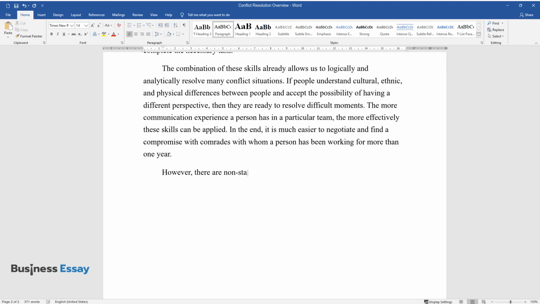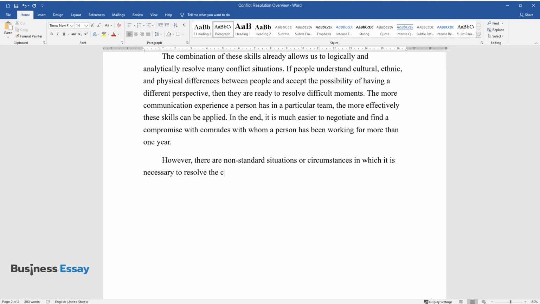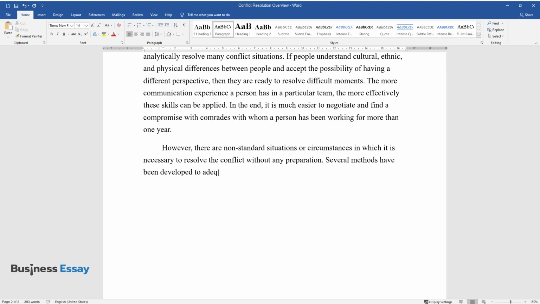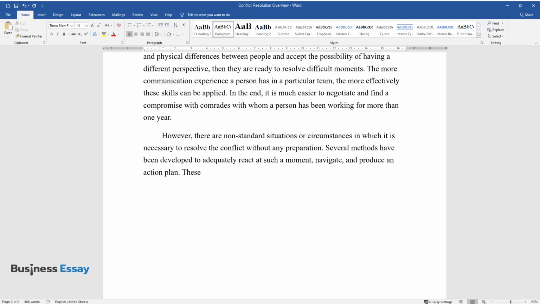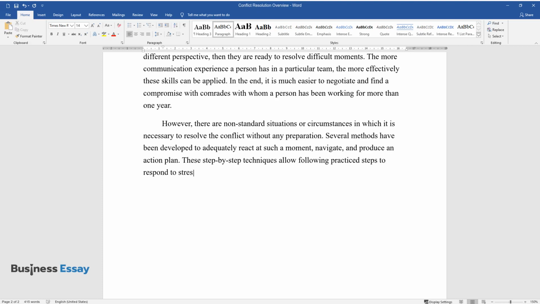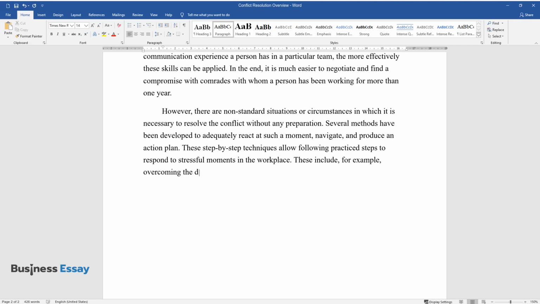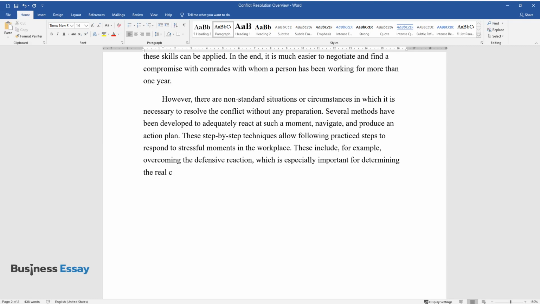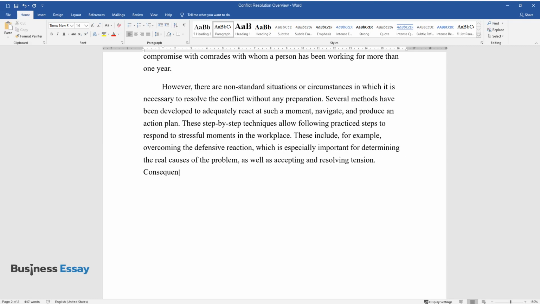However, there are non-standard situations or circumstances in which it is necessary to resolve the conflict without any preparation. Several methods have been developed to adequately react at such a moment, navigate, and produce an action plan. These step-by-step techniques allow following practiced steps to respond to stressful moments in the workplace. These include, for example, overcoming the defensive reaction, which is especially important for determining the real causes of the problem, as well as accepting and resolving tension.